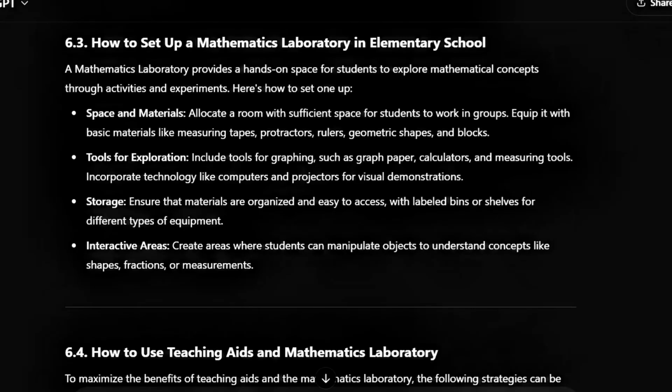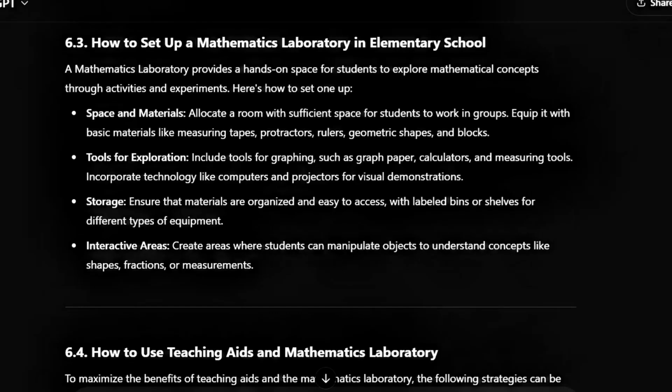Space and materials. Allocate a room with sufficient space for students to work in groups. Equip it with basic materials like measuring tapes, protractors, rulers, geometric shapes, and blocks. Tools for exploration. Include tools for graphing, such as graph paper, calculators, and measuring tools. Incorporate technology like computers and projectors for visual demonstrations.